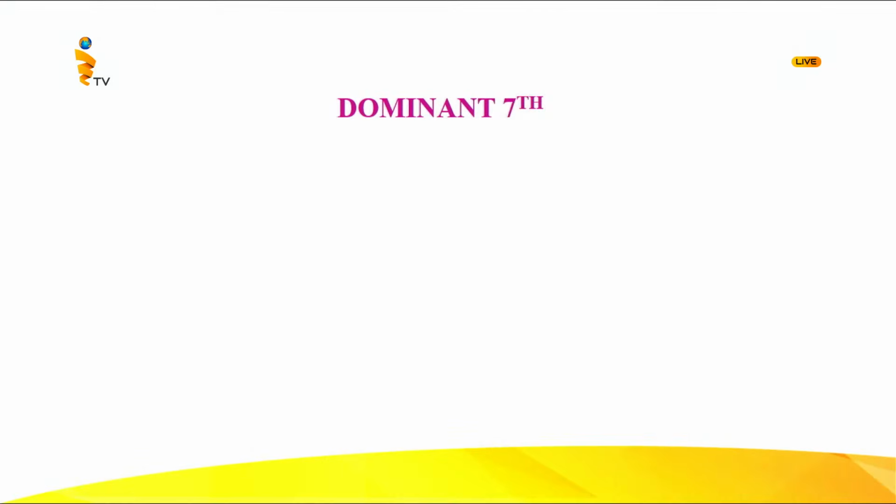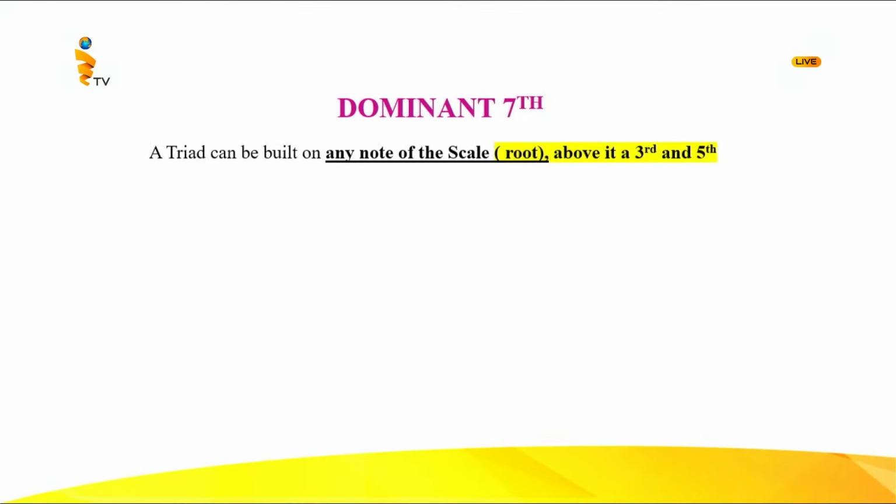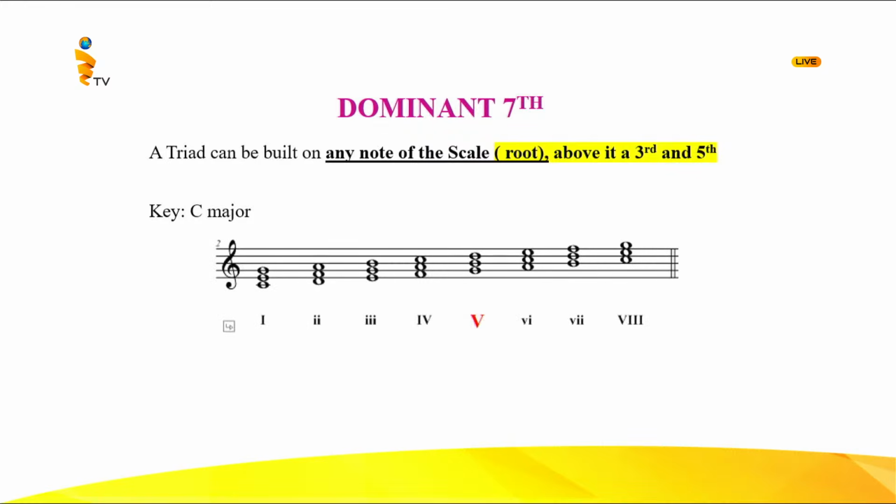Today the subject is Western music. Now today we are going to talk about the dominant seventh, right? The dominant seventh is the chord that is built on the fifth note of the scale. A triad can be built on any note of the scale: root, above it a third, and above it a fifth. Now we will see the C major scale.